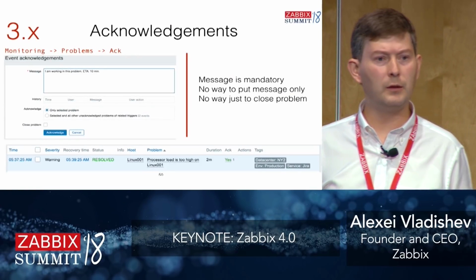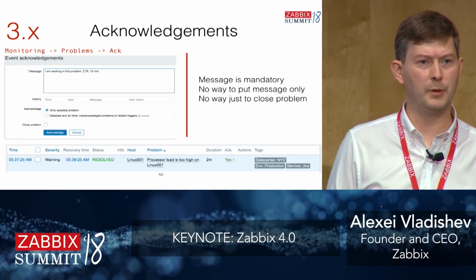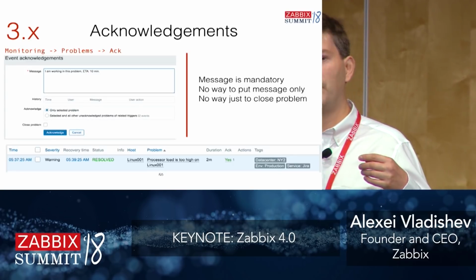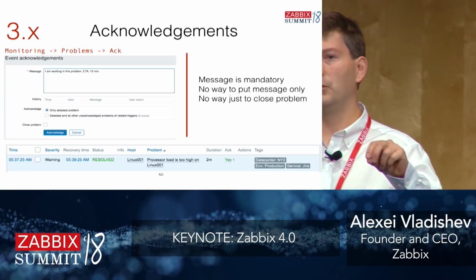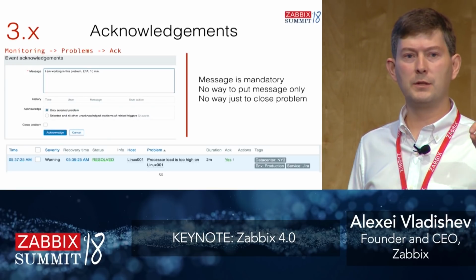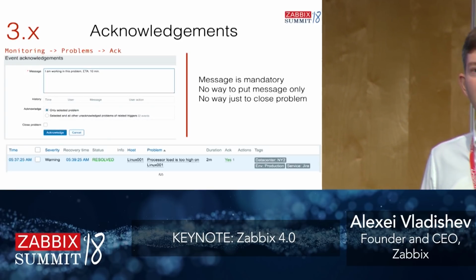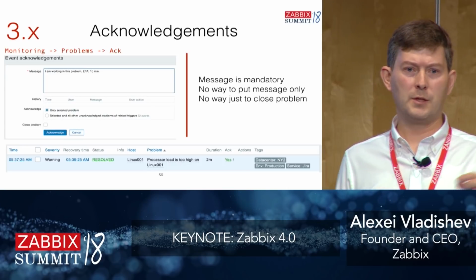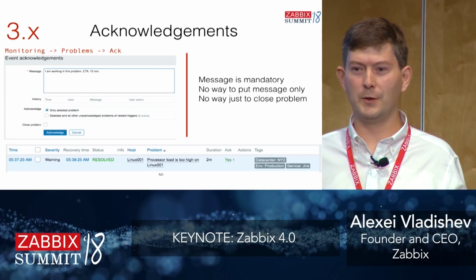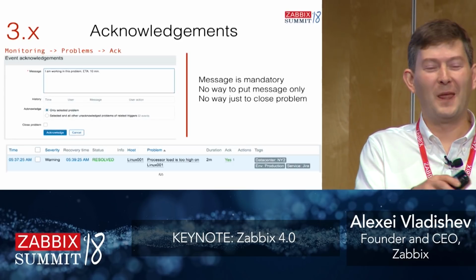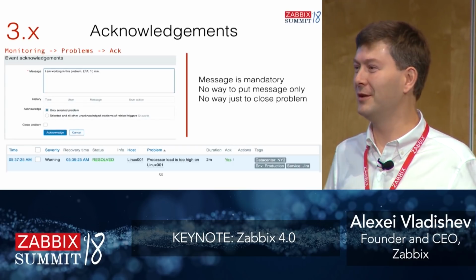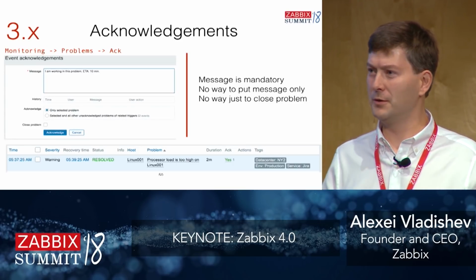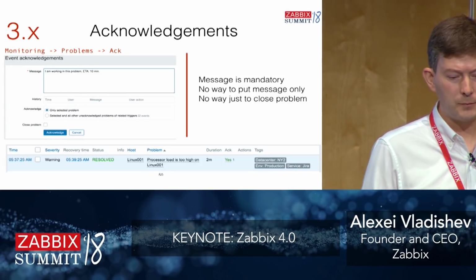Acknowledgements. You probably know what an acknowledgement is, yeah? So as soon as we have a problem, we may click on the problem and acknowledge it. The problem is that when I acknowledge a problem, I have to specify a message. Sometimes I don't have any message to specify. So what I do, I just write 1, 2, 3 or QWERTY, whatever, and it's not good, because the message is mandatory right now.